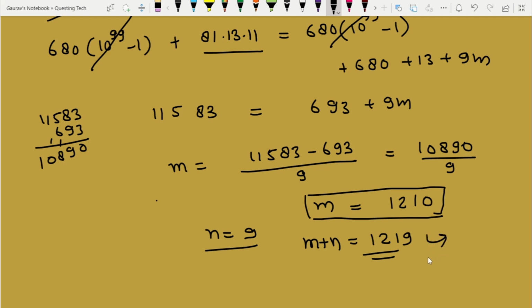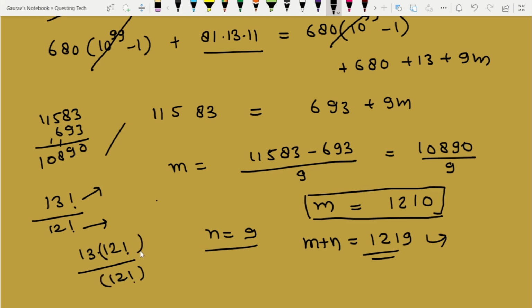So basically what we have done is use a simplified formula for a very large number. We can do this like if we need to find 13 factorial divided by 12 factorial. For that we are not going to find the 13 factorial or the 12 factorial. These are large numbers. We know the definition of factorials. We can write 13 multiplied by 12 factorial divided by 12 factorial, and these two 12 factorials are equal. So the answer is 13.